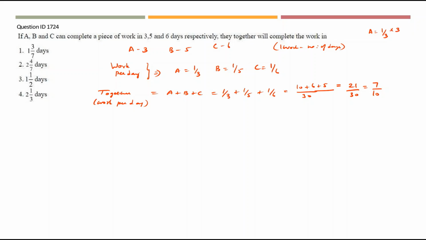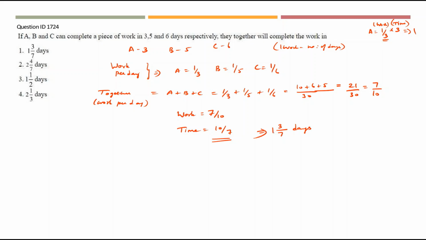When I say work per day for A is 1 by 3 and it takes 3 days to complete one work, this will be A is equal to 1. So whatever I have here as fraction, I am just reversing for the time. This is the work and this is the time. Working together, the work is 7 by 10. So the time will be 10 by 7. How can I write 10 by 7 in terms of fractions? It is 1 into 3 by 7 days.